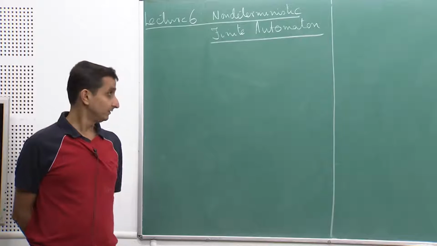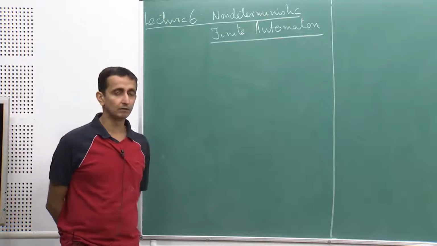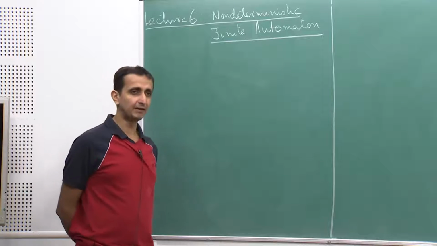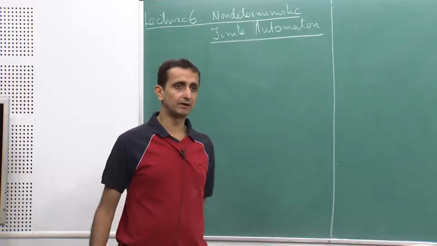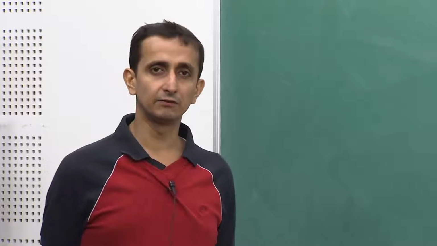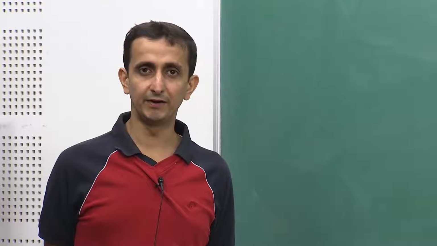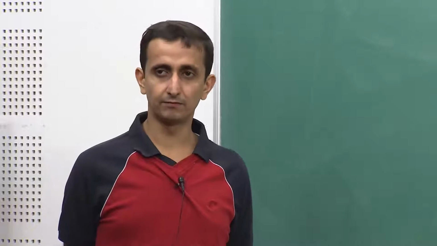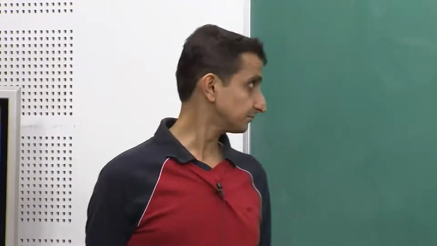Welcome everybody. This is the 6th lecture, and today we will talk about non-deterministic finite automata. I will begin by reviewing the differences between a deterministic finite automaton and a non-deterministic finite automaton. Then I will give the formal definition of what a non-deterministic finite automaton is, what the definition of computation by a non-deterministic finite automaton is, and I will end with a few examples.